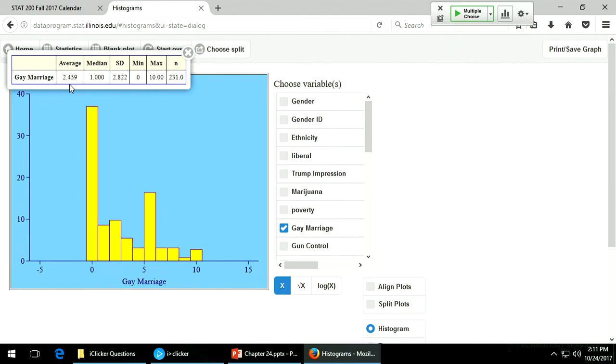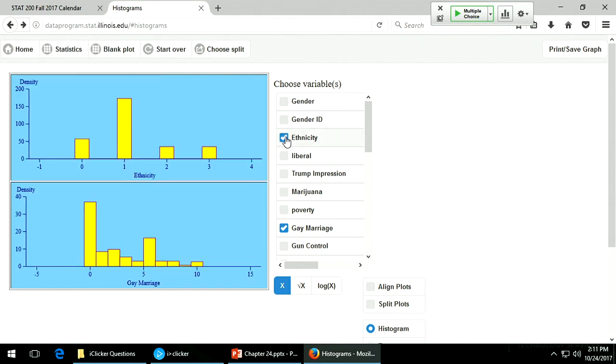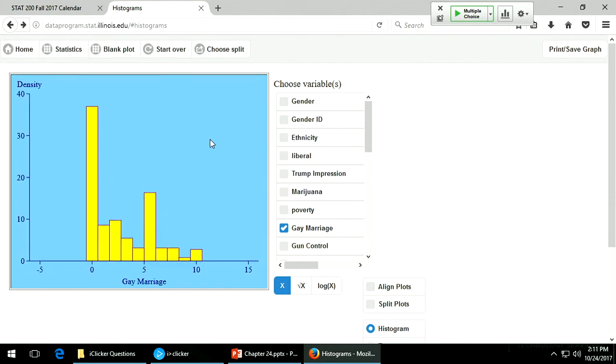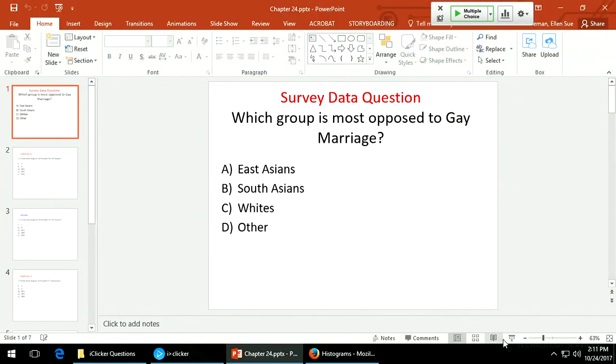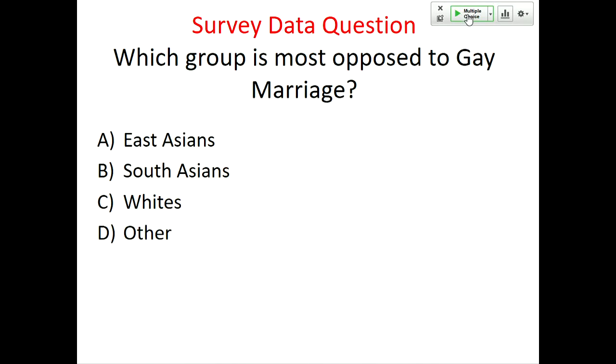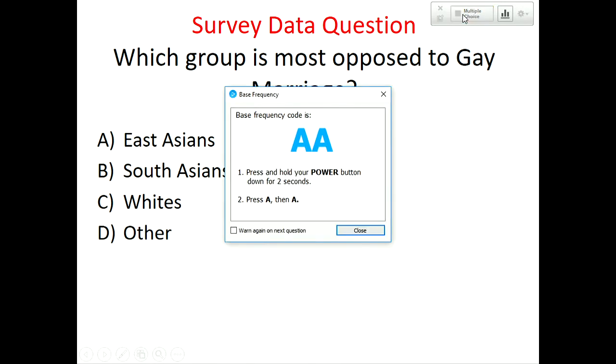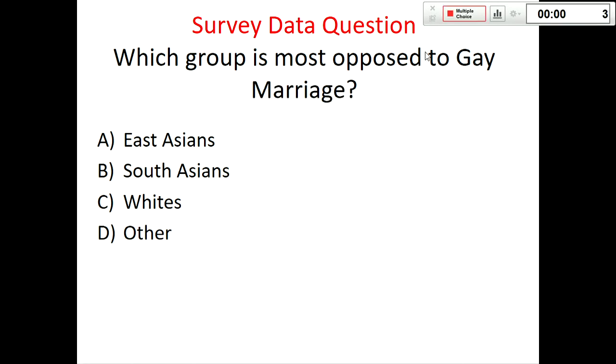So what are the ethnicities that I asked? I can tell you. Let's do an iClicker question on what they are. First of all, I want you to guess. All right, so I'm going to start this. I just want you to give a good estimate. You can't get it right or wrong. I just want you to imagine which group you think is most opposed to gay marriage.